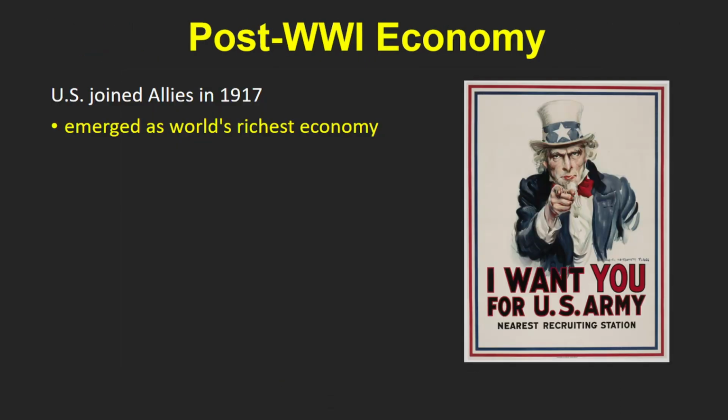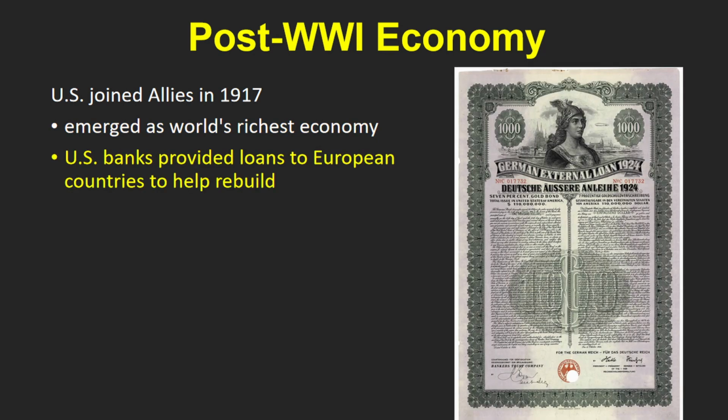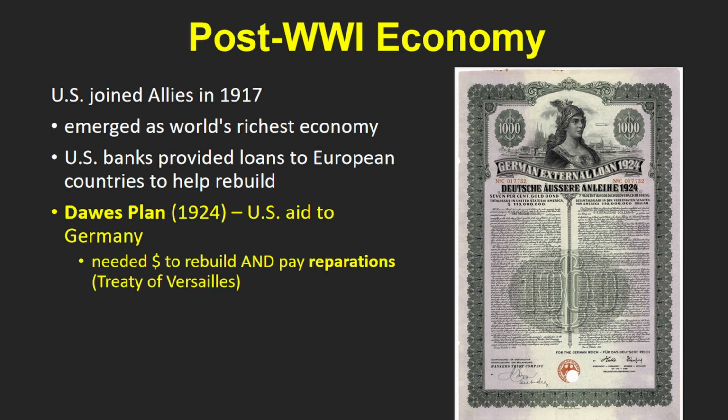World War I transformed the global economic landscape. The United States, who joined the Allies towards the end of the war, emerged as the world's richest economy. In order to help rebuild Europe, the US provided loans to European countries, especially Germany, through the Dawes Plan, which helped it to keep up with the heavy reparations payments required by the Treaty of Versailles.